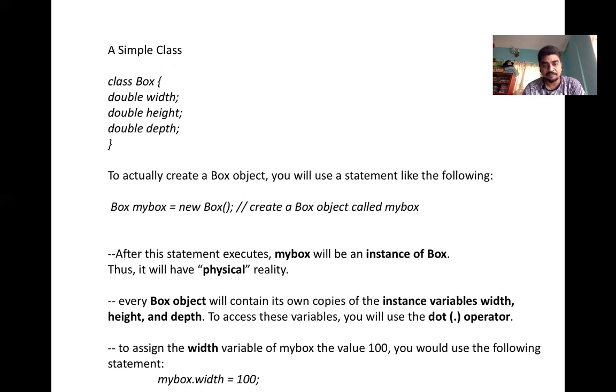Whenever we create a Box object, it contains its own copies of the instance variables width, height and depth. To access those variables, we need the dot operator. So if I want to access the width of the box, we write myBox.width = 100. Here we are assigning the value 100 to the width of myBox.